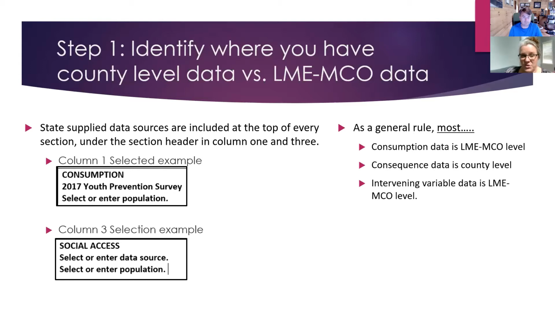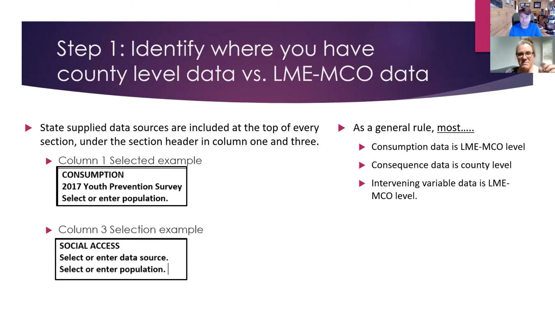The same thing is true for the population. The state source is always there, and you can simply type over it to change it if you have your own local data. The first example we see shows what that would look like if you selected the state data source. The second example, which is for column 3, which is our intervening variables, shows what that would look like before you've entered anything. So it says select or enter the data source and select or enter the population. So again, that's at the top of every new section.